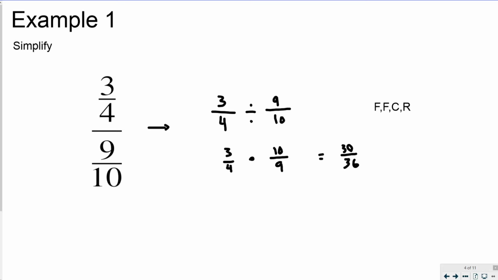I know those are both divisible by 3. If I divide both by 3, I get 10/12. And if I divide both of these by 2, I get 5/6 as my final answer. So the final answer to 3/4 over 9/10 is that it is equivalent to the expression 5/6.